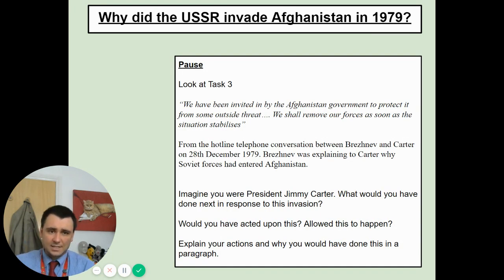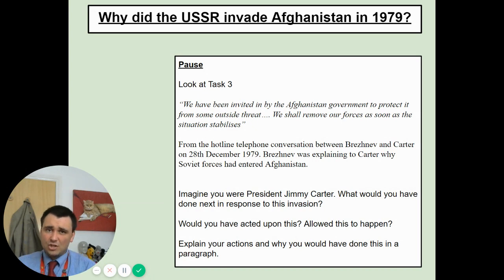Let's have a look at one more task here. Task 3. So we've got a statement here. We have been invited in by the Afghanistan government to protect it from some outside threats. We shall remove our forces as soon as the situation stabilises. That's a direct quote there from the hotline telephone conversation between Brezhnev and Carter on the 28th of December 1979. And here we've got Brezhnev explaining to President Carter why Soviet forces had entered Afghanistan.